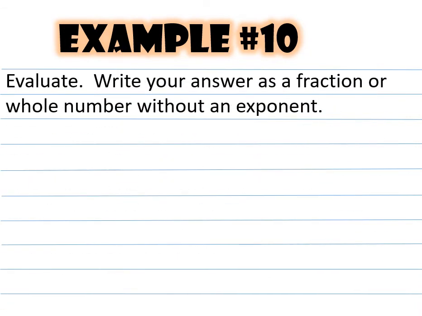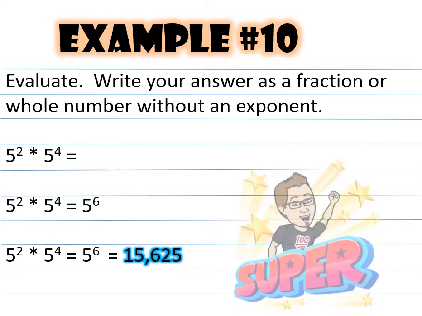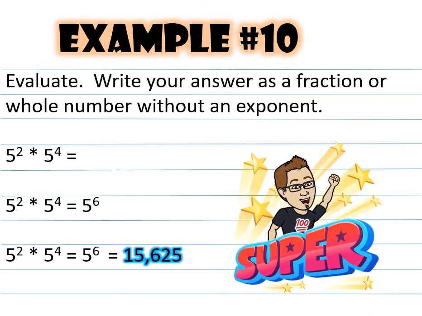Example number 10. Write your answer as a fraction or a whole number without an exponent. 5 to the 2nd times 5 to the 4th would be 5 to the 6th, because we would add 2 plus 4 to get 6. 5 to the 6th power means 5 times 5 times 5 times 5 times 5 times 5. And if you did all of that, you would get 15,625. And if you ask me, I think that's super.